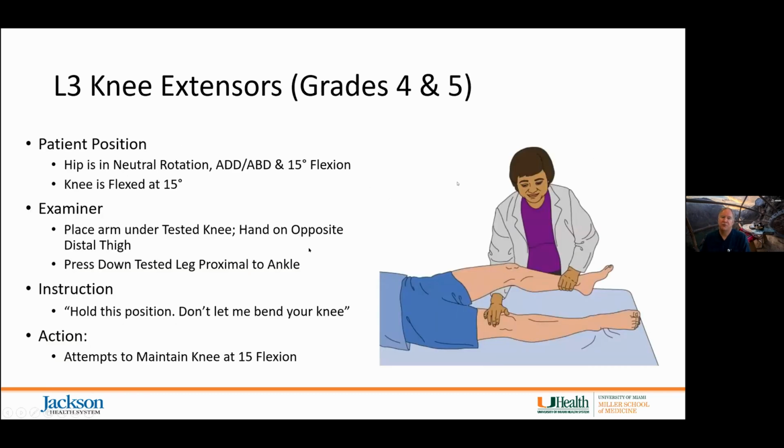And then for a grade 4 and 5, you're going to flex the knee at 15 degrees. And you're going to press down and ask them to hold that position. Don't let me bend your knee. So again, looking at a 5 as age and gender matched normal strength. Less than that is going to be a grade 4.